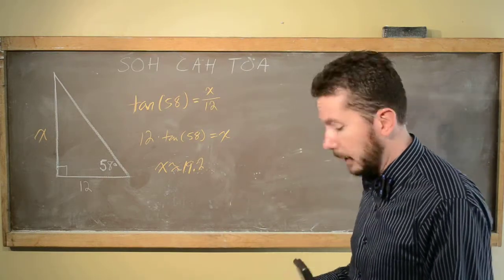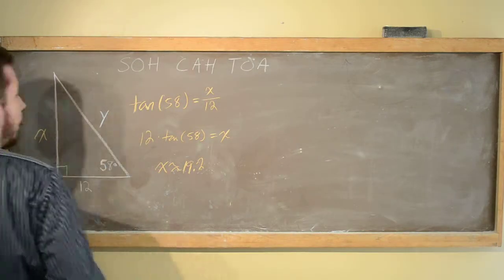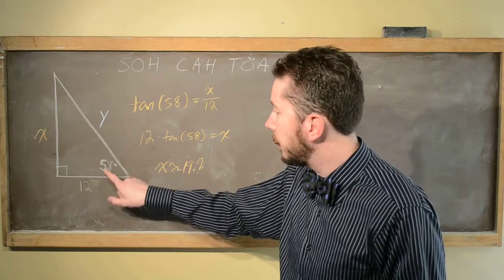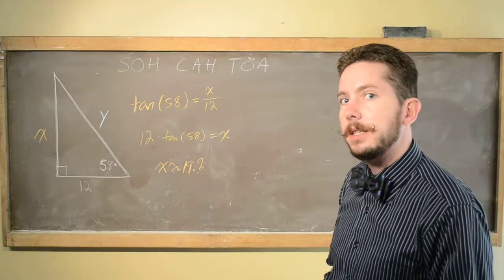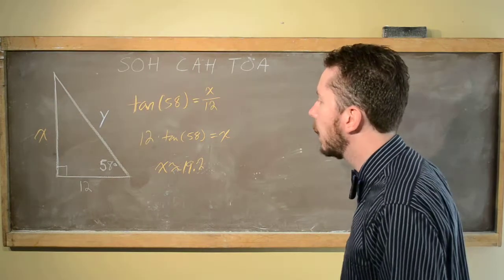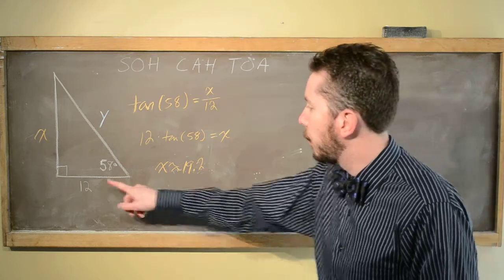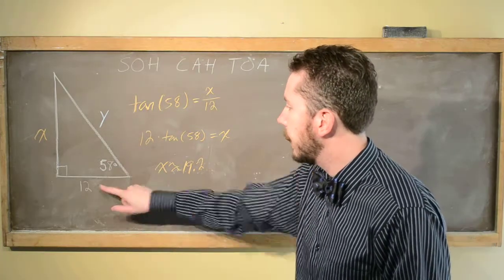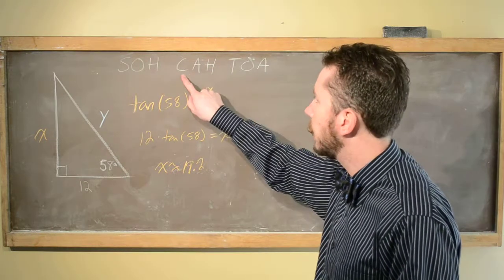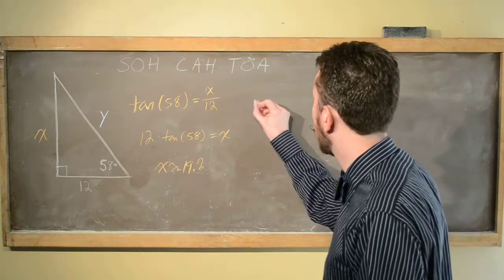In order to find the other side, the hypotenuse, we'll call that y, we need to use a different one of our trig ratios. We'll still use the 12 and the 58. I don't want to use the 19.2 since I've rounded that, and that could make our values be off by a little bit. So we need to identify which one of these trig ratios relates the 12 and the y. Again, the 12 is the leg adjacent to our angle. So cosine relates adjacent to hypotenuse. So we'll use the cosine ratio.